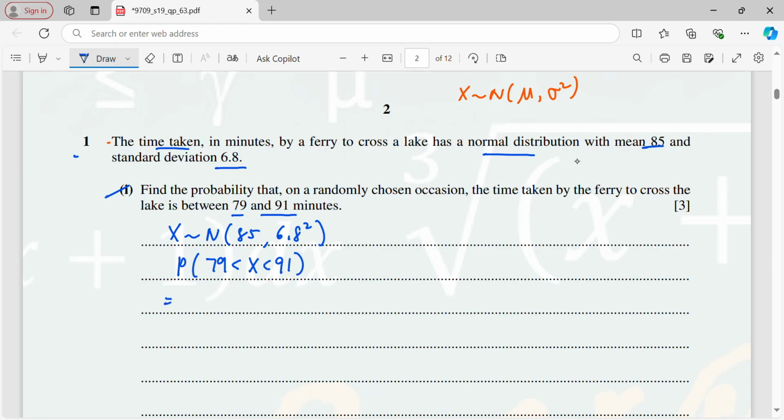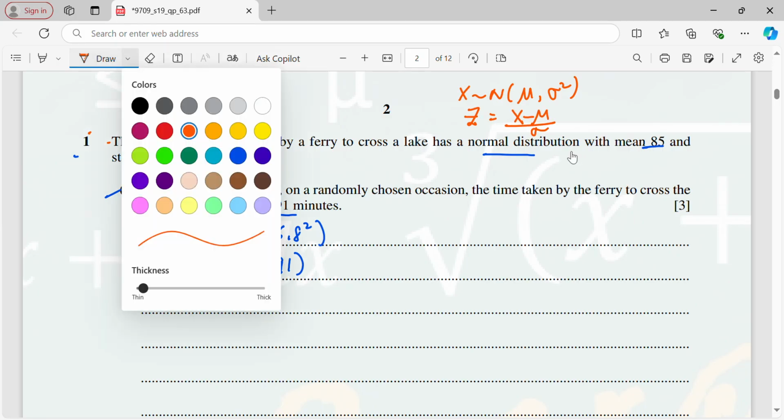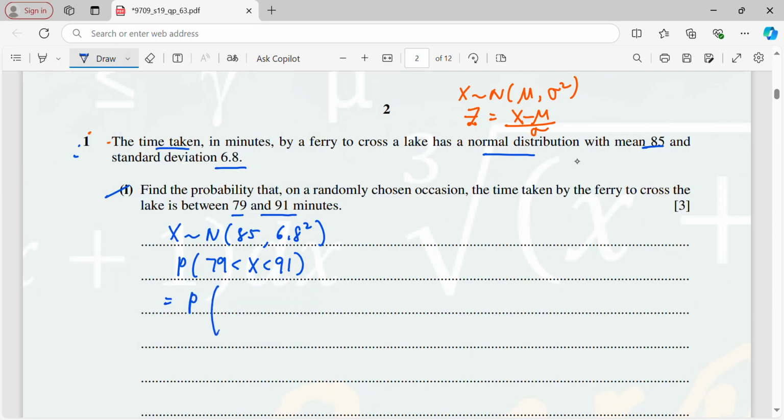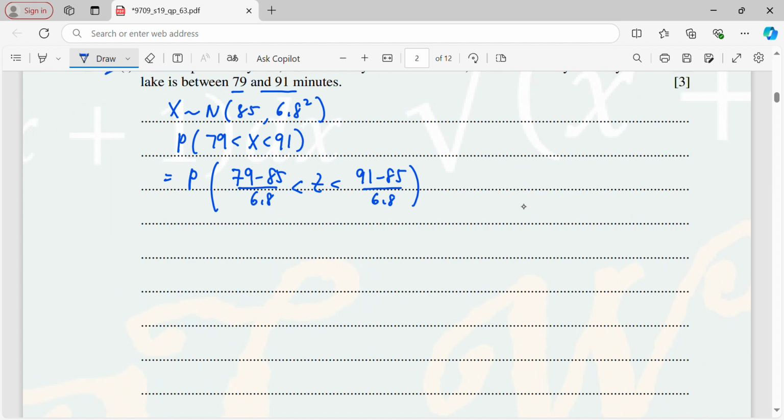Now to calculate this probability, we need to standardize it. That means Z is X minus mu over sigma. So I will be getting the probability of 79 minus 85 over 6.8, and 91 minus 85 over 6.8. Then we calculate both values correct to 3 decimal places: negative 0.882 and 0.882.